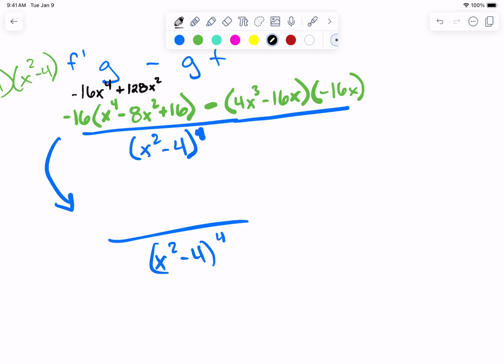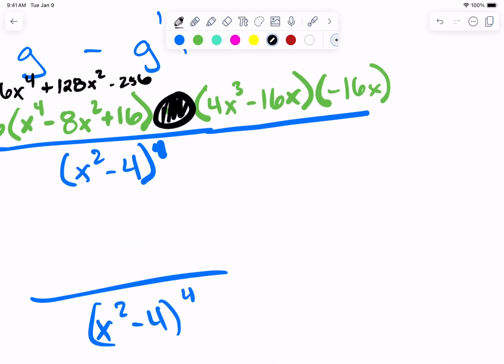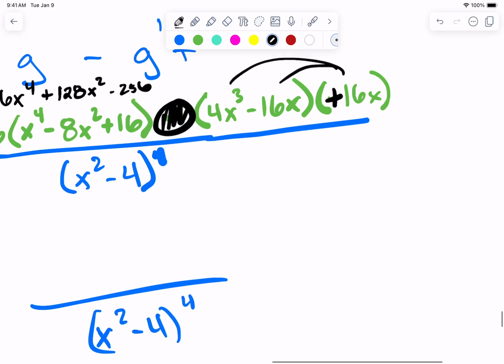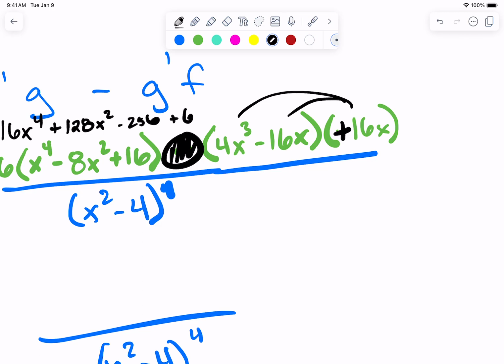How did you get that? 8 times 10 is 80, 8 times 6 is 48, so 80 and 48. Okay, 16 times 16, you know what that is? Minus 256. Now I'm going to change this and make this plus at the back, and distribute. So plus 64x to the 4th minus 256x squared.